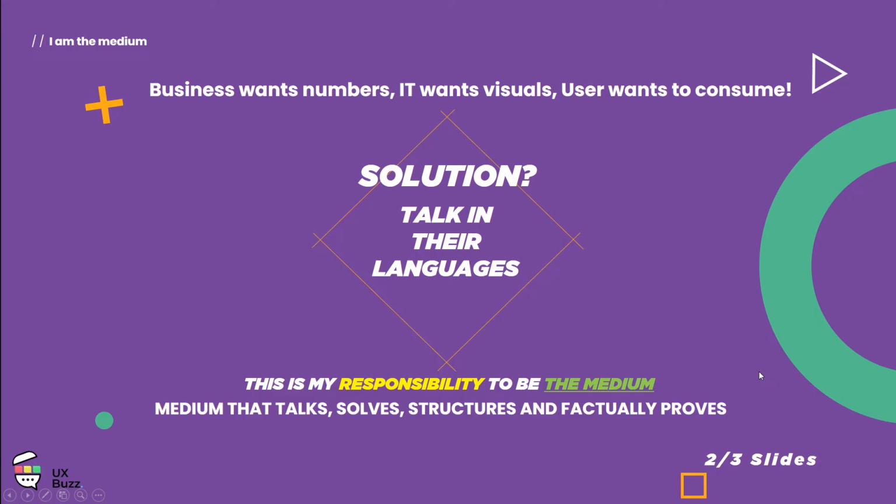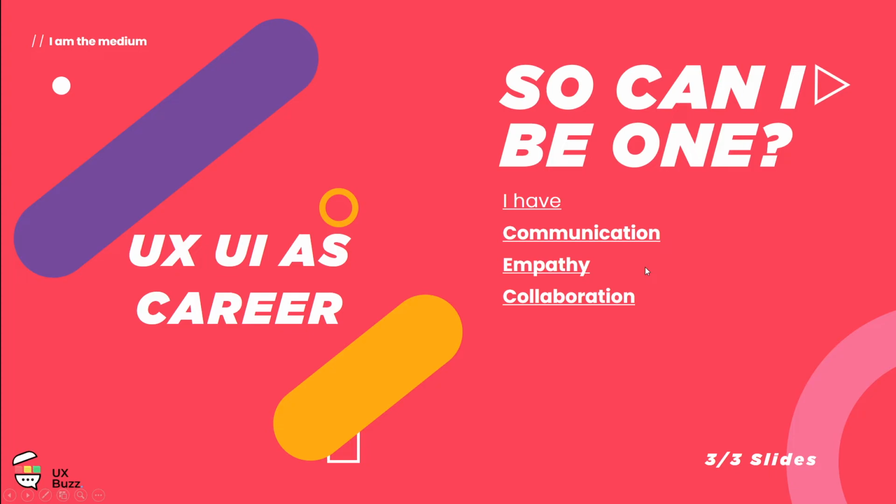How do we do it? Simple, we talk in their language. Customers don't want any hassle. They want to consume. The IT team wants visual cues for their technology and business wants numbers. As a UX team, we talk in numbers, statistics and measurements to all the different teams, solving the root of all problems, miscommunication.